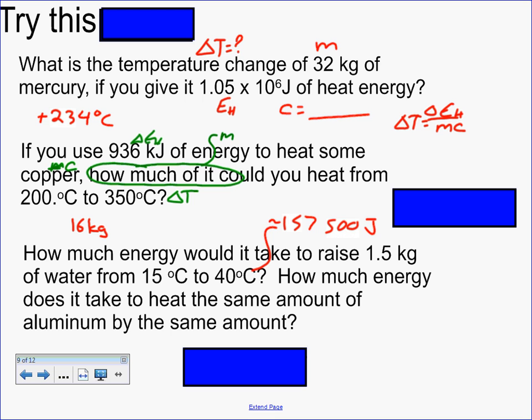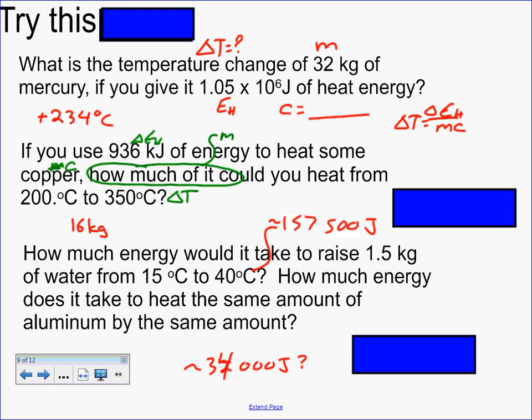Finally, if we take the same amount of water, or same amount of mass, but make it aluminum instead of water, how much energy does that take? 34,000. So water is 4.5, 5 times as much energy as aluminum. So water has a very high heat capacity.